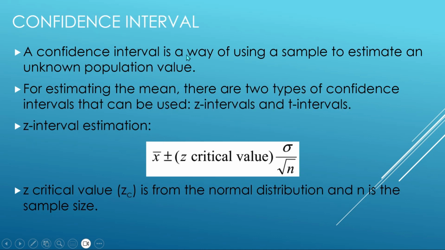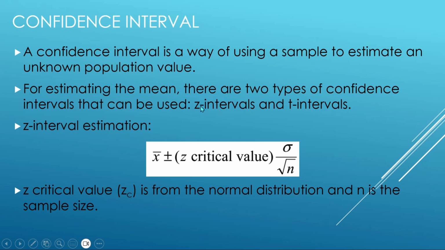A confidence interval is a way of using a sample to estimate an unknown population value. So what we do is we use a confidence interval to estimate an unknown population value from the sample. We use sample values, and we estimate the unknown population value with the help of the confidence interval. For estimating the mean, there are two types of confidence intervals that can be used: z intervals and t intervals.